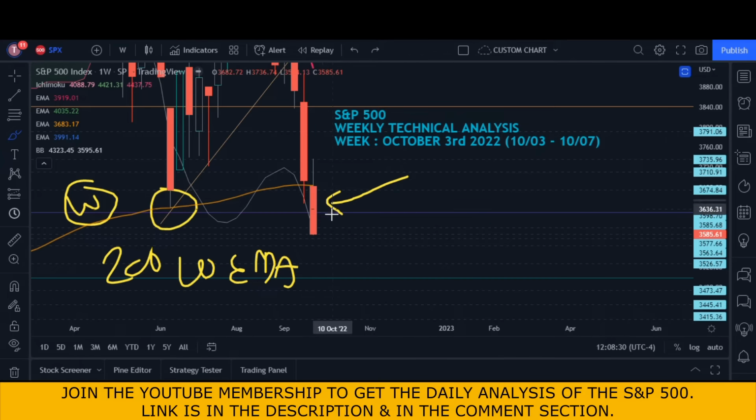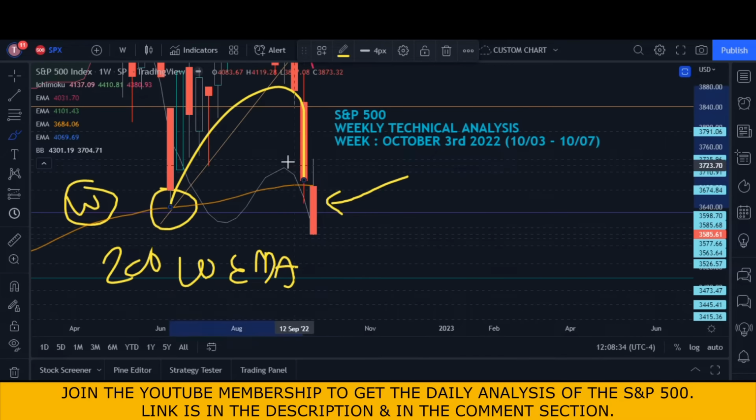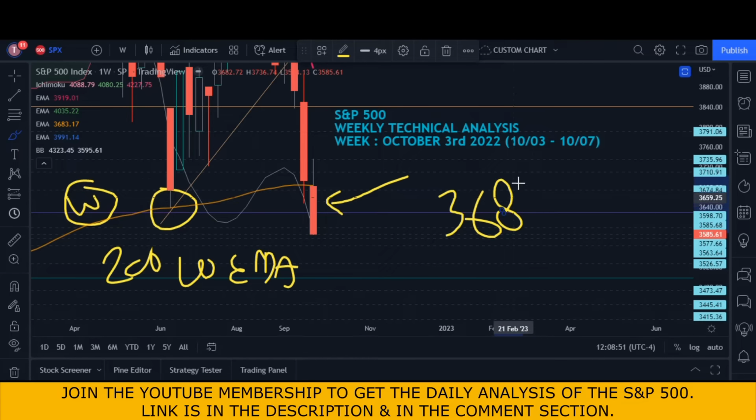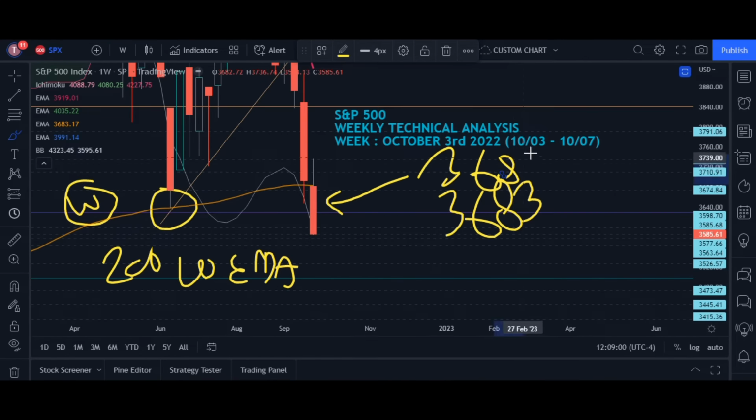And why were we confident? Number one, because this was the second hit. Second hits are not sustainable. Other than that, if you notice, the open of the S&P 500 on Monday was approximately 3683, and the 200 week EMA was at 3685. As of now, the value is 3683.17.